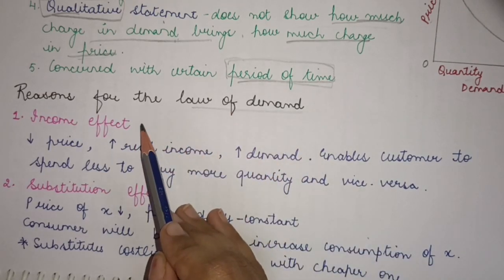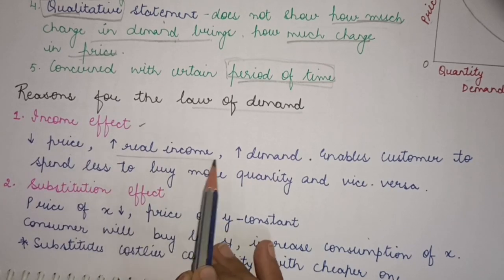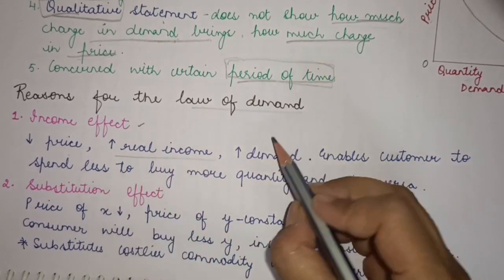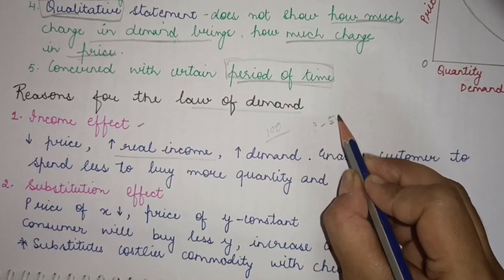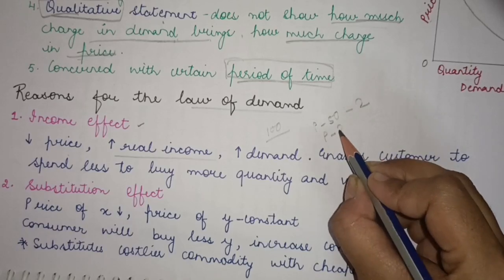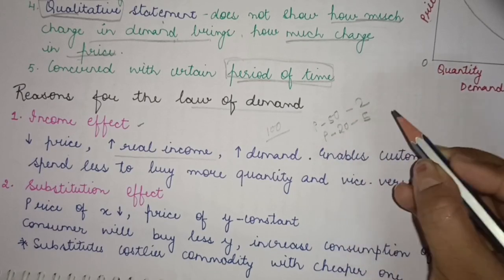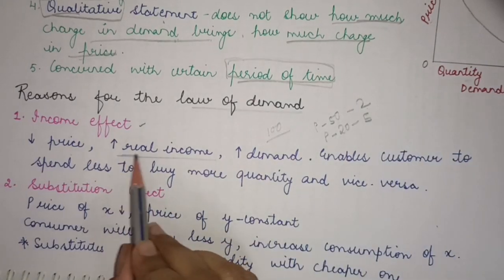So, the first reason for it is the income effect. See, when the price reduces, the real income of the consumer increases. Suppose a consumer has, say, 100 rupees. When the price is 50, he can buy only 2 units. But when the price reduces to, say, 20 rupees, then they can buy 5 units. So, price reduces, the demand increases. Why? Because there is an increase in the real income.